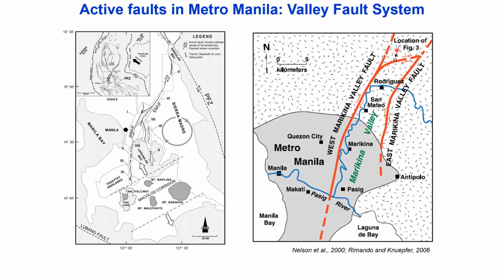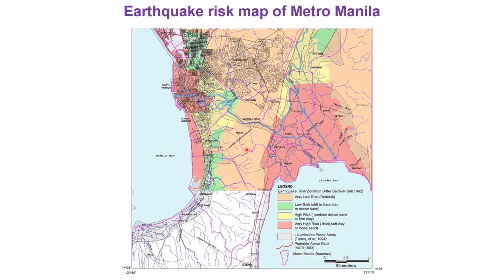So here is the West Marikina Valley Fault System. So this is the Marikina River and many subdivisions and many infrastructures in Metro Manila. Here is an earthquake risk map of Metro Manila. So itong mga red areas, yung very high risk. And then, this is the high risk area, yung yellow, followed by green, which is low risk, and very low risk naman itong orange areas.